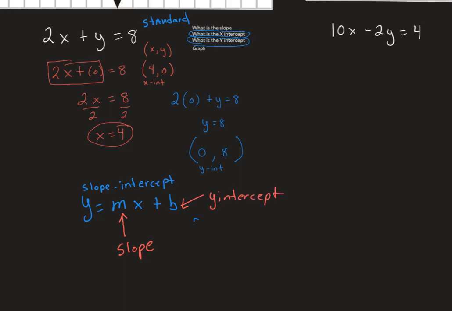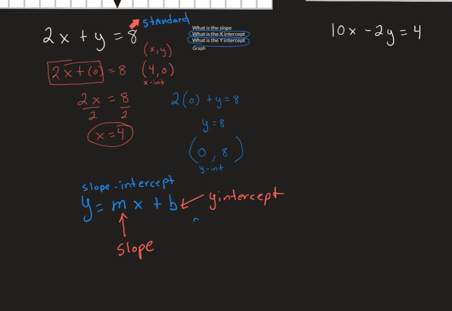So let's say it again. This up here is standard form because it's in the form x, then y, then an equal sign, then a number. This down here is slope-intercept form because y is by itself. Now, when y is by itself, the number next to x is the slope. So we want to know what is the slope.